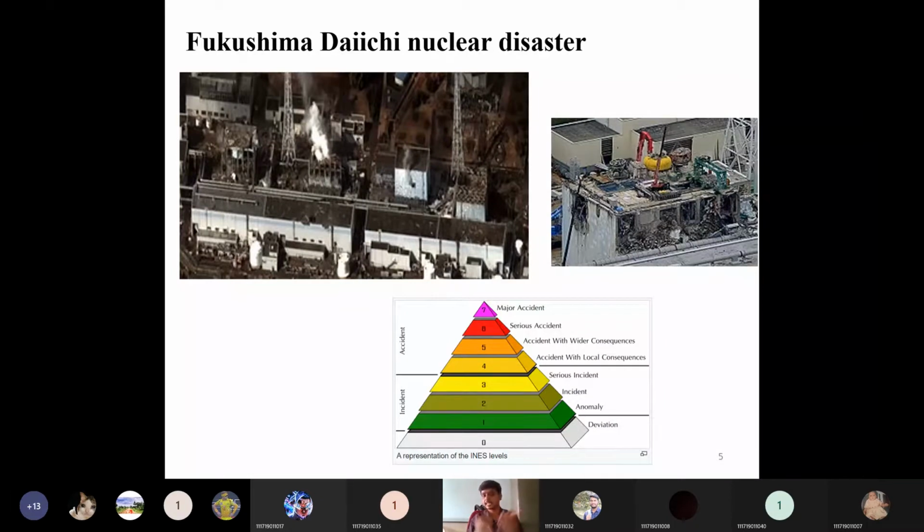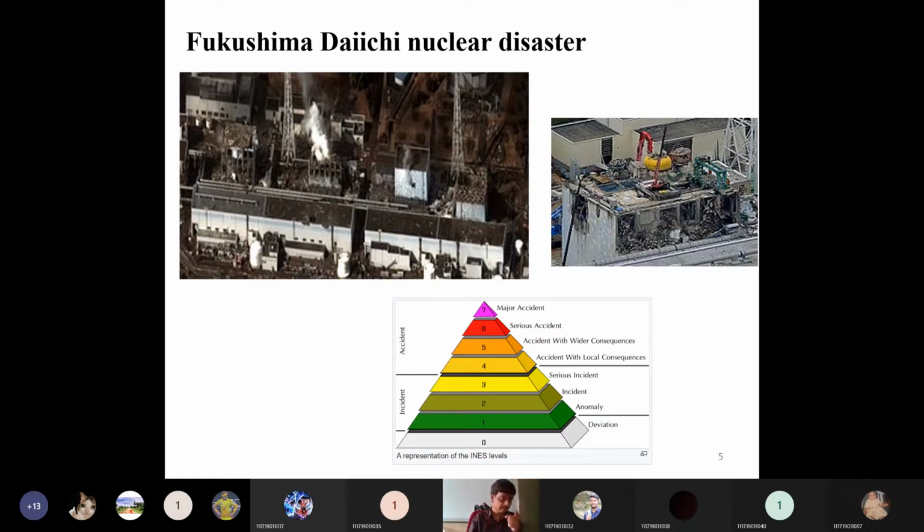Then level 4 is the accident. From level 4 to level 7 are the accidents. Level 4 is an accident with local consequences only, affecting a certain radius; it is very local, not international. Level 5 is an accident with wider consequences, affecting a wider number of people. Then a very serious accident is classified as level 6, and a major accident is classified as level 7. The impact is very high in the major accident classification.